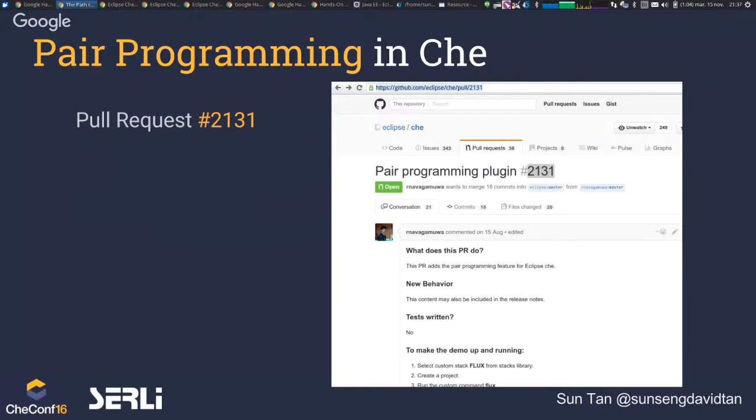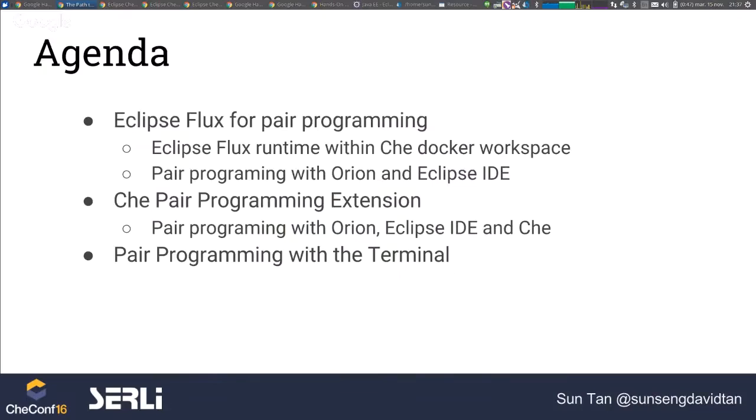Okay, so the pair programming plugin I'm going to show is about the pull request that we are currently working on. So it's still in progress, and we're still working on it. It's in a branch, so you can access it and build it if you would like to test it right away.